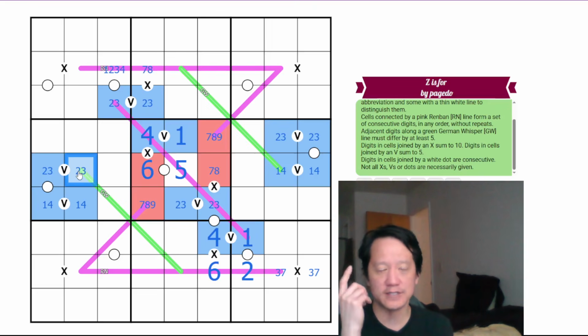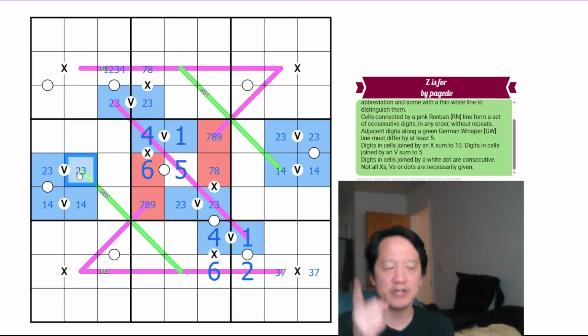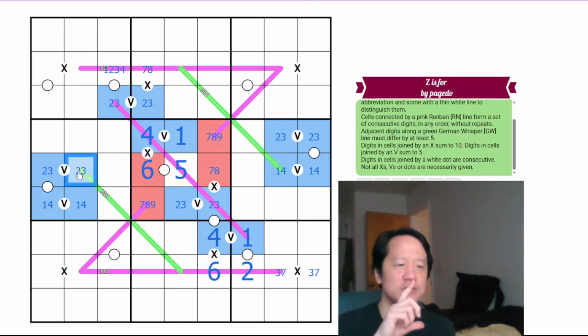And if you take a look at 6 through 9, what can be next to those high digits? 6 can be next to 1, 7 can be next to 1 or 2, 8 can be next to 1 through 3, and 9 can be next to 1 through 4, all of which are low digits. So that's why you know on a Whisper 5 line, you'll always alternate between low digits and high digits.